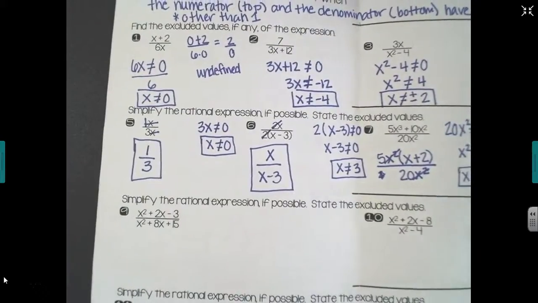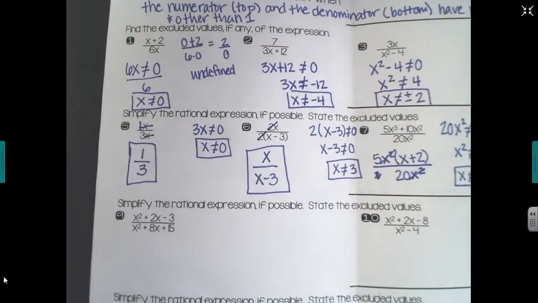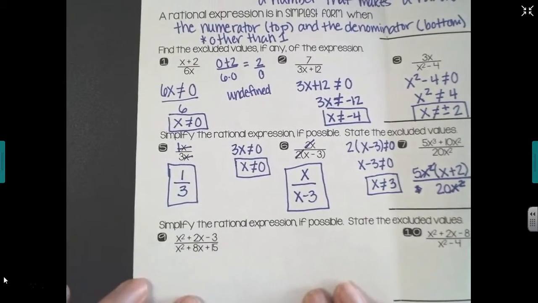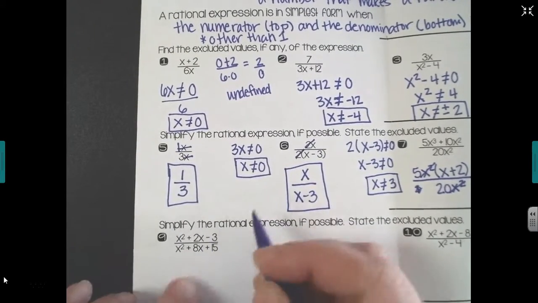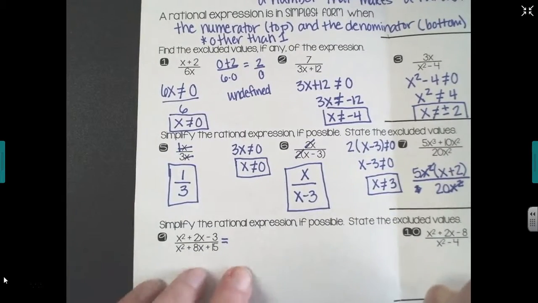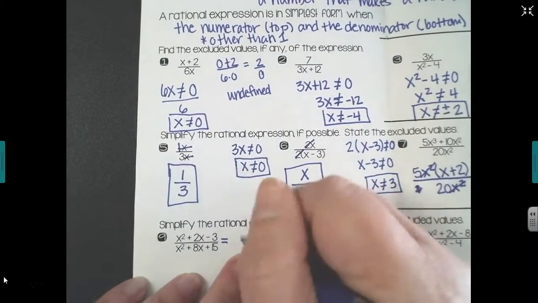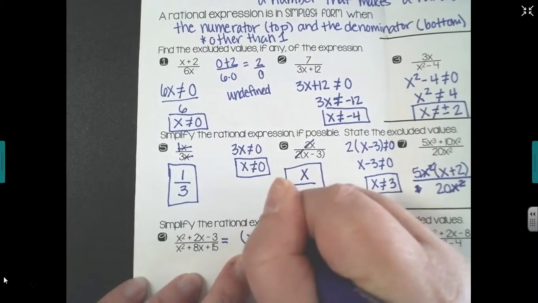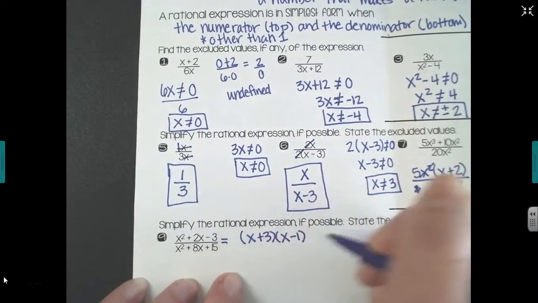Number 9 says simplify the rational expression if possible. State the excluded values. Okay. First thing we're going to do, we're going to factor the numerator and the denominator. So x squared plus 2x minus 3. What multiplies to give us negative 3 adds to give us 2? That's an x plus 3 and an x minus 1.